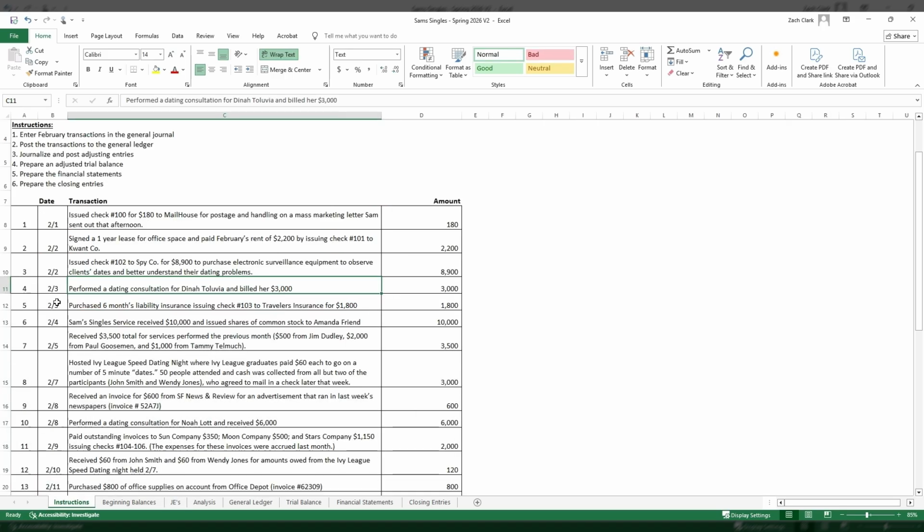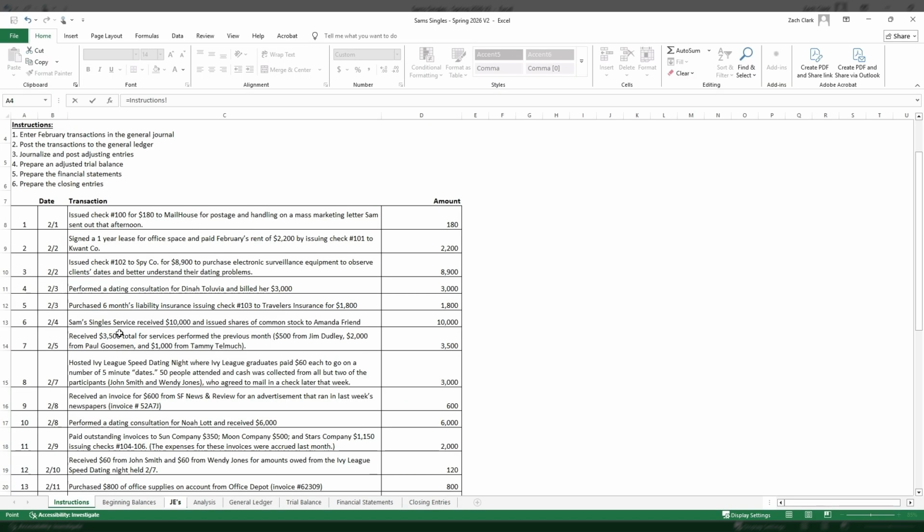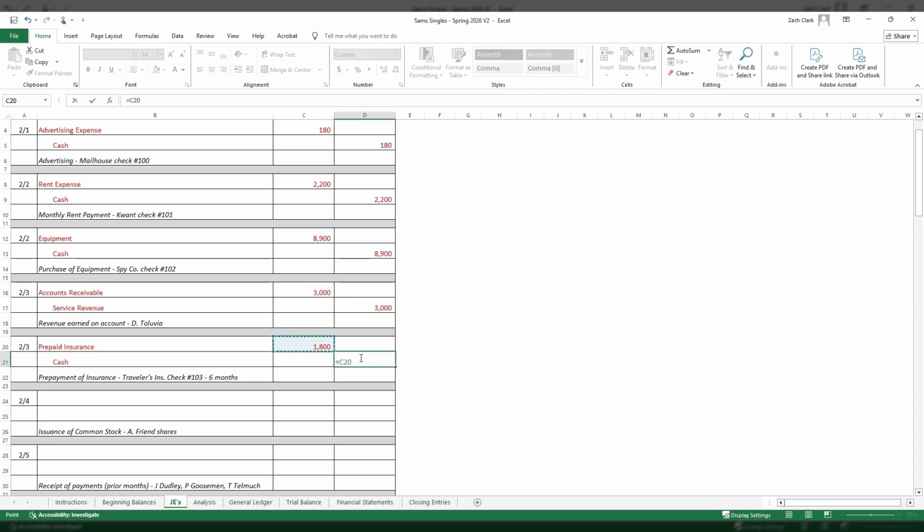This is on February 3rd as well, but the fifth transaction. So here we purchased 6 months worth of liability insurance. We paid for that with the check. So we know we're going to credit cash, and we paid for 6 months worth of insurance. This is the beginning point. No time has passed under this contract at the time that we're making this payment. And so the way that we record that is to debit a prepaid insurance account, and then we issued the check, so we know we're going to credit cash there. So prepaid insurance, $1,800. Link that over.